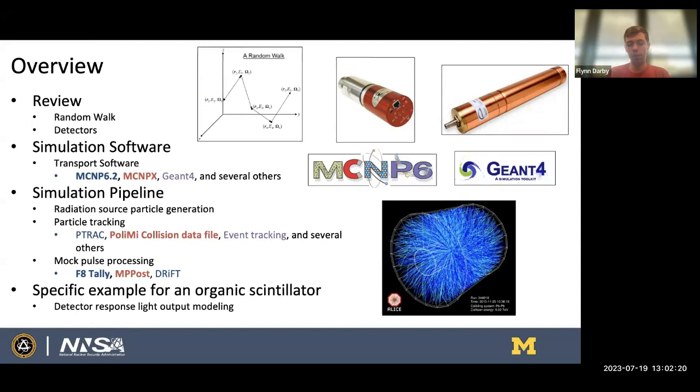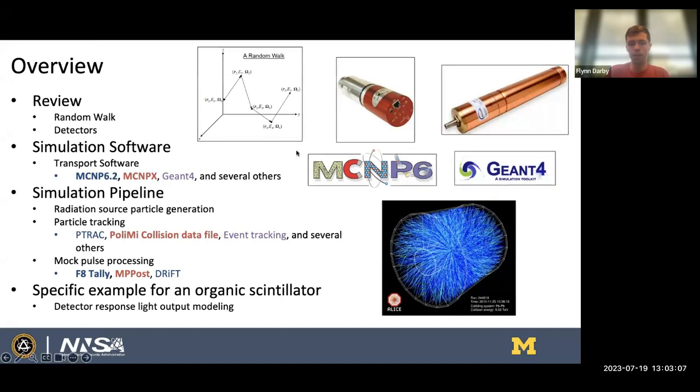Once we track our particles, we can scale that to a real measured detector response and experiment through a process called mock pulse processing. In PTRAC, there's a function that's quite simple. It's just an F8 tally, where you can directly model a readout spectrum for gamma ray detection. And for PoliMi, we can process our particle tracking with this software called MPPost to make it a bit more analogous to the detectors we use, which will be specifically organic scintillators for this lecture. Also in MCNP 6, they've come out with something similar to MPPost, but that's still in development, called DRiFT. And that applies to the PTRAC and MCNP 6.2 transport.